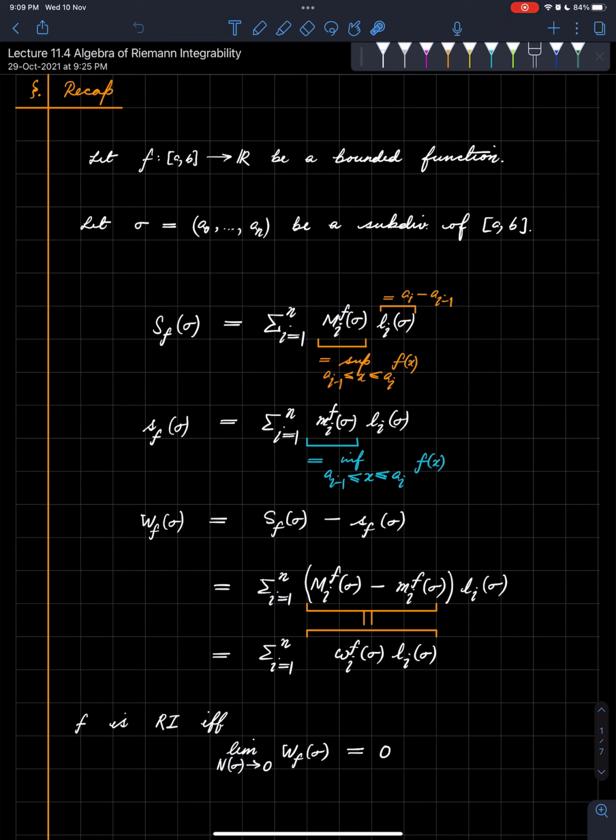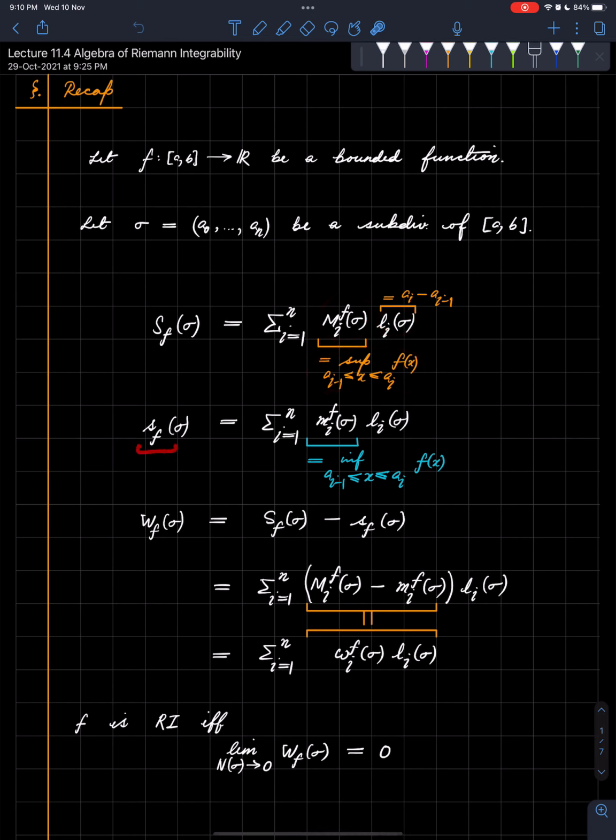So let us recall some notations. We have a bounded function, and suppose sigma is a subdivision of the domain of the function. Then we define the upper sum of f corresponding to that subdivision. Today the subscripts will matter, so I'm putting the subscripts. That is defined as this summation, where the first term, again with a superscript and a subscript, is the supremum of the function over the ith part of the subdivision, and this is the length of the ith part.